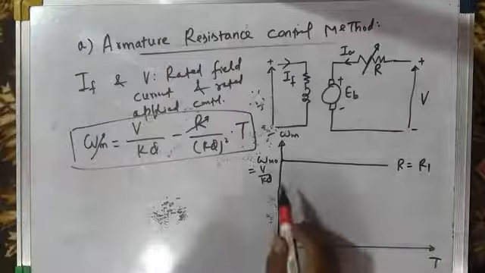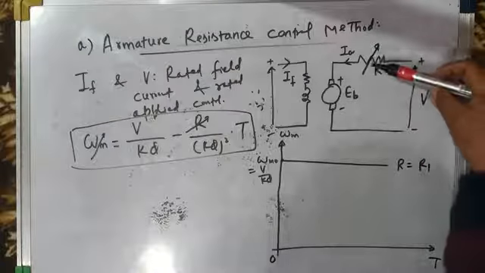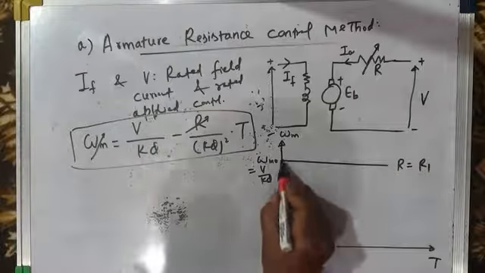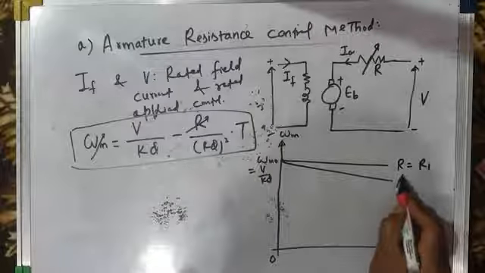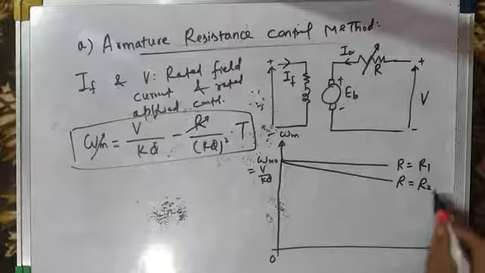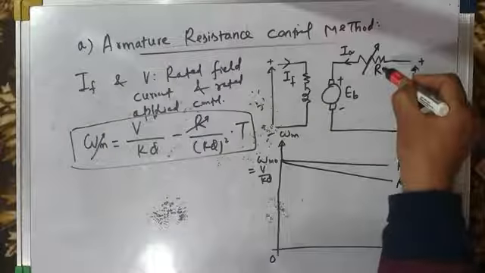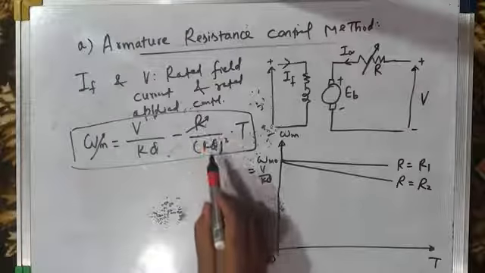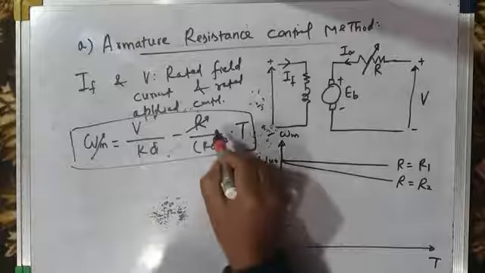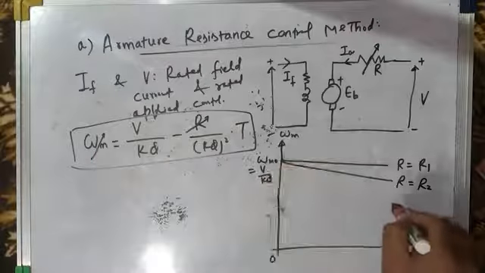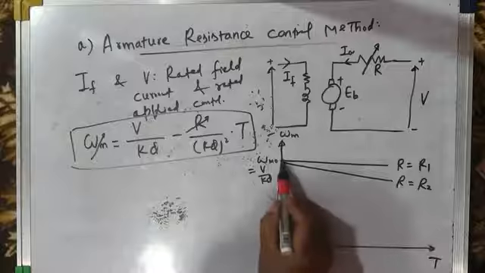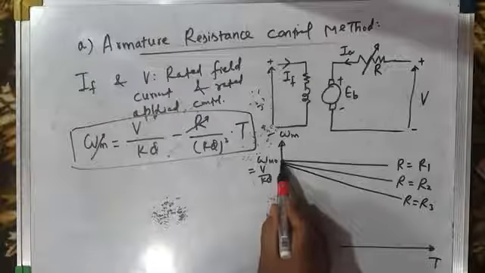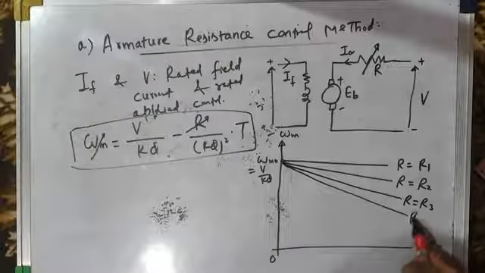Okay, and then what we do is that we put external resistance in series with the armature and increase it gradually. So this is R equal to R2, where R2 is greater than R1. So we have increased the armature resistance. So what happens as per this equation, when R is increased, the slope increases, or the drop in the speed increases. And what happens to speed? Speed decreases. So slope is increasing, you see. Then you can increase the slope again. This is R equal to R3, and we can do it again, R equal to R4.